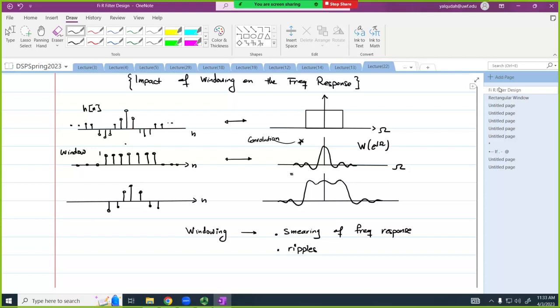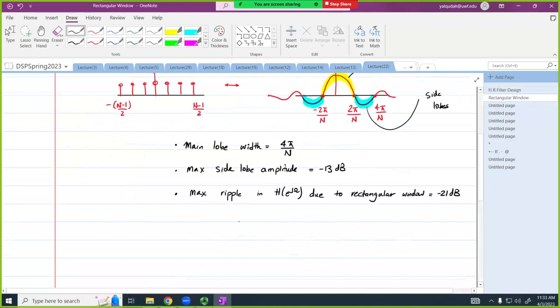Not clear? Okay, we'll see it. We're going to run some MATLAB and we'll highlight it. So just keep in mind that there are these numbers that we are interested in, and these are going to determine the performance of the filter.